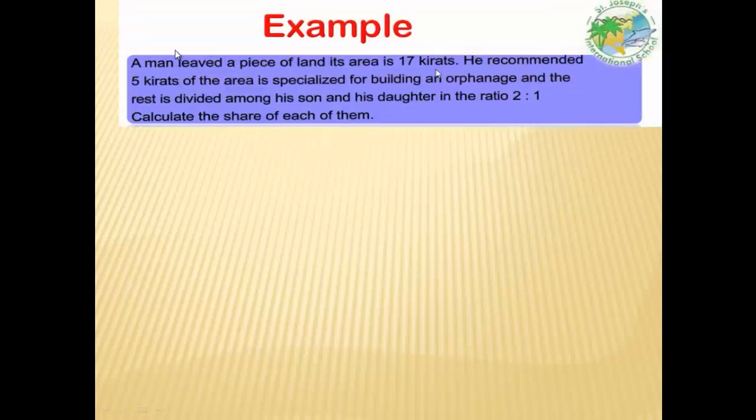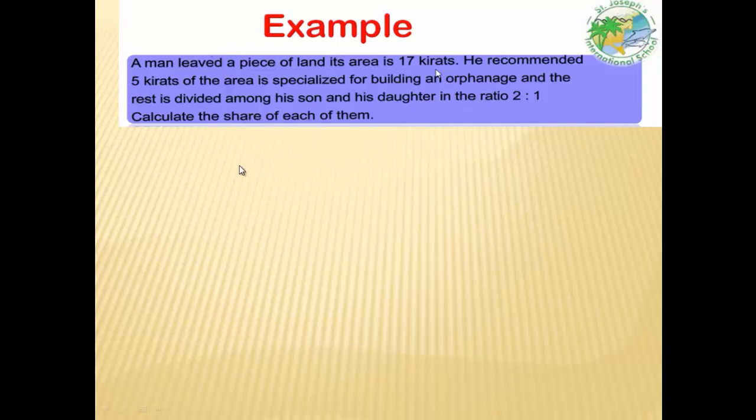Okay. Another example. A man left a piece of land. Its area is 17 kirats. He bequeathed 5 kirats of the area to be specialized for a building of orphanages اللي هو ملجأ أيتام, and the rest is divided among his son and his daughter in the ratio 2 to 1. Calculate the share of each of them.